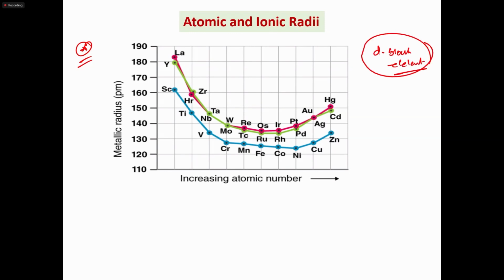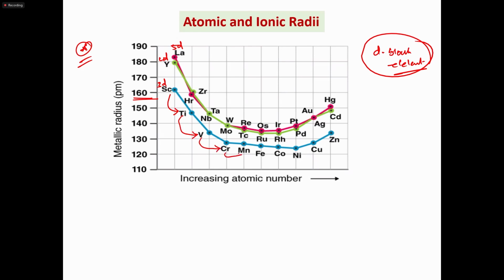So here, if you see the first series, the curve, we can see that this is for the 3D series, this is for the 4D series, and this is for the 5D series. For scandium, the metallic radius is around 160 picometers. Then when we go from scandium to titanium, the atomic radius value is decreasing. Titanium to vanadium is also decreasing.